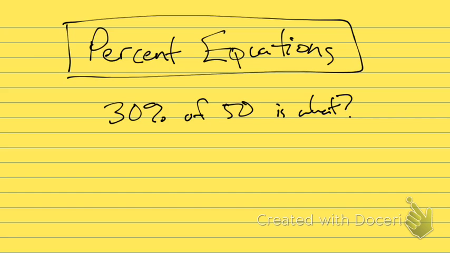To find the percent of a number, usually you do what? You do part times the whole. 0.3. Yeah, and you do 0.3 times 50. And then it equals, I like saying x, the thing I don't know.